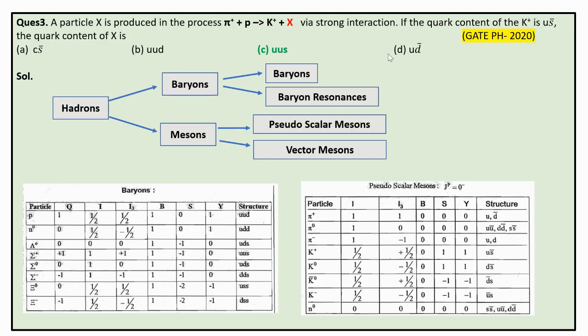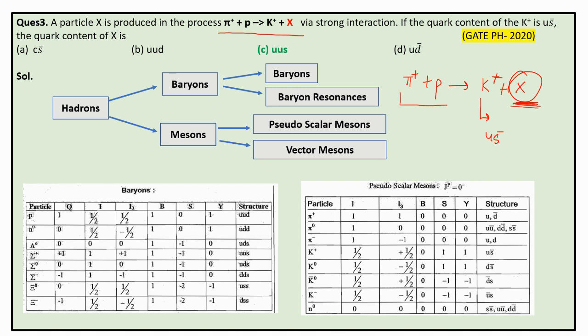Now the next question is again very easy. So here one reaction is going on. This is pi positive plus proton decaying to K cation plus some particle that we don't know. So we need to find out the quark content of that particle. The quark content of K positive is given to us as u s bar. So you need to find out the quark content of this.